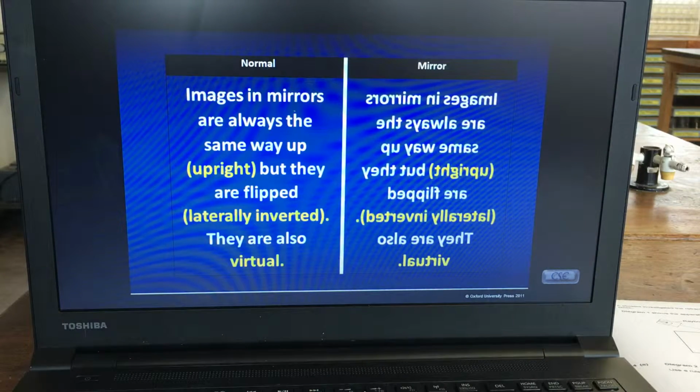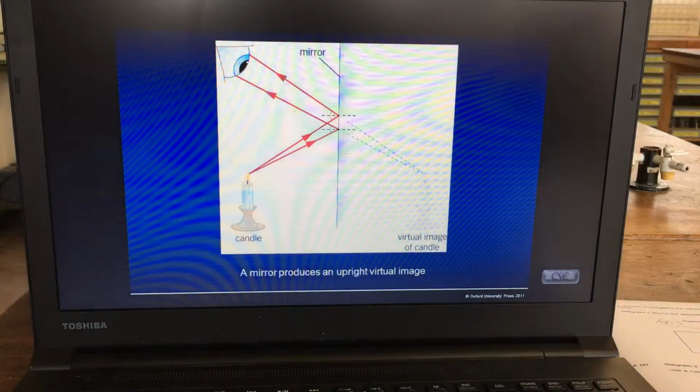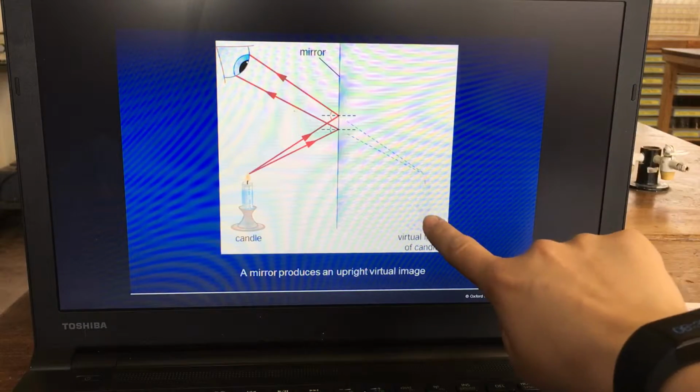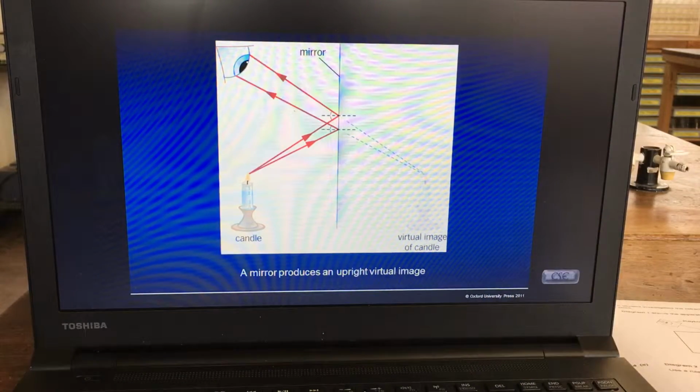Another thing you need to know about reflected images is that images in mirrors are always the same way up, so upright, but they are flipped, which we call laterally inverted, and they're also virtual. Okay, now virtual means that the image cannot be formed on a screen, or the image is formed behind the mirror. So they may give you something like this in an exam. If you were looking in a mirror, you would see the image here. It's a virtual image of a camera.